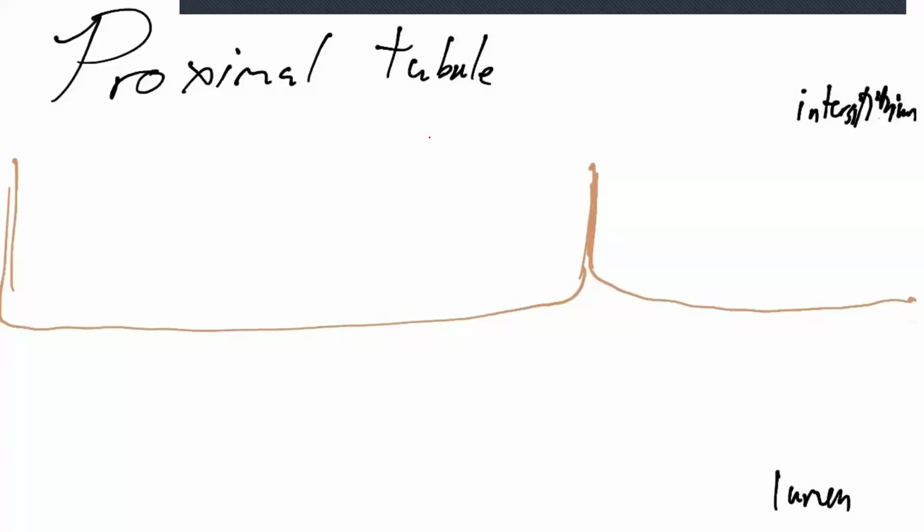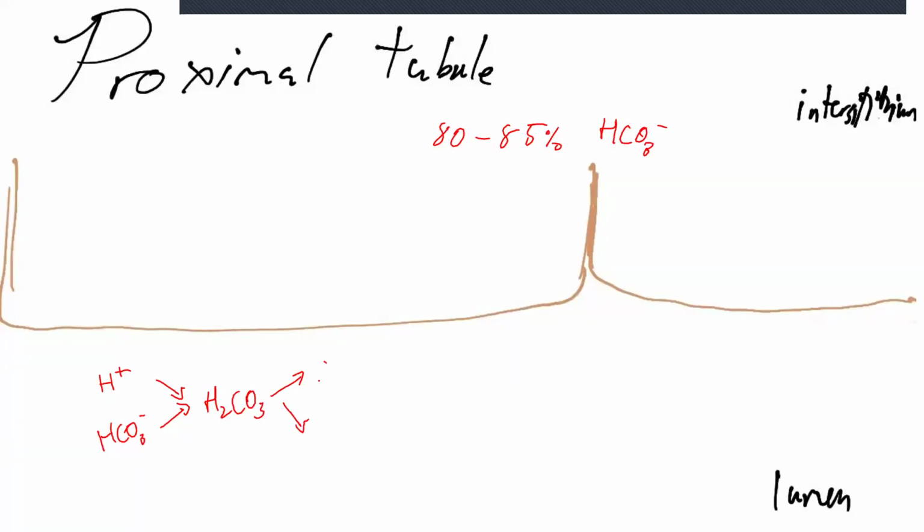First of all, the proximal tubule is going to be responsible for 80 to 85% of the regulation of bicarb. Okay, so bicarb is 80 to 85% regulated in the PCT. Now what it does is that in the lumen over here, you're going to have H plus and HCO3 minus, which is bicarb, they're going to combine together to H2CO3, like we saw in the equation, and then separate again into CO2 and water. All right?